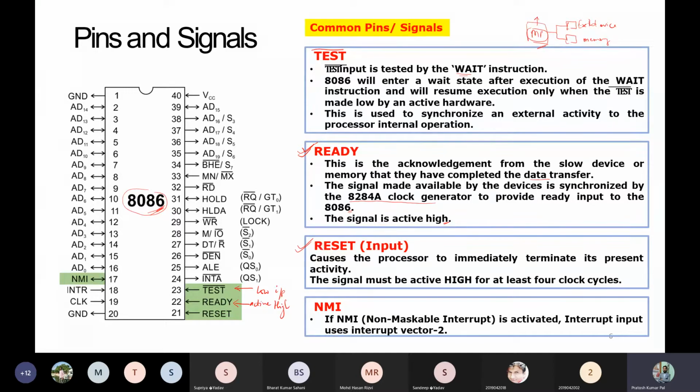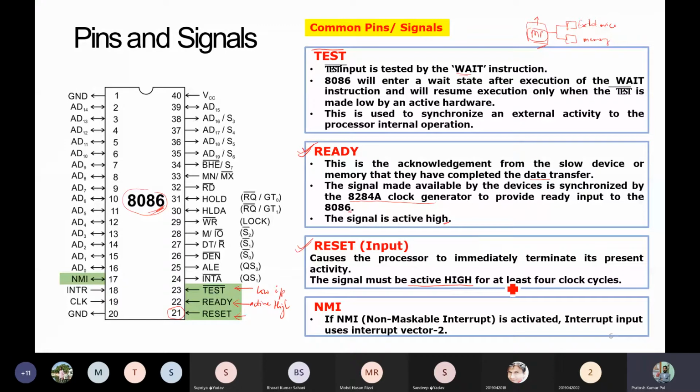Once we have given the reset input as active high, the processor immediately terminates all its present operations and executes from 00 itself. The signal must be active high for at least 4 clock cycles. So there is a condition: whatever high signal we provide for reset should be available to pin 21 for at least 4 clock cycles. Then only it will be considered a valid reset input.